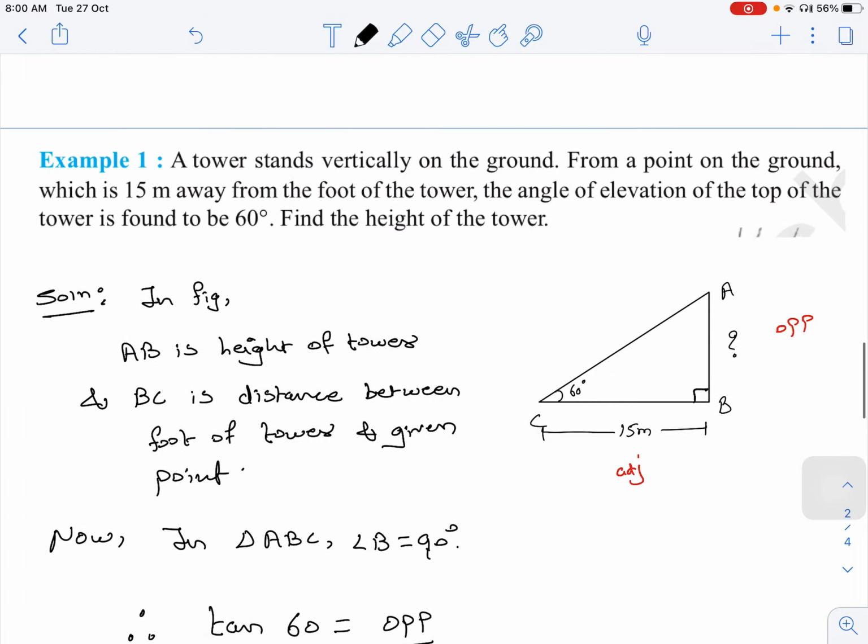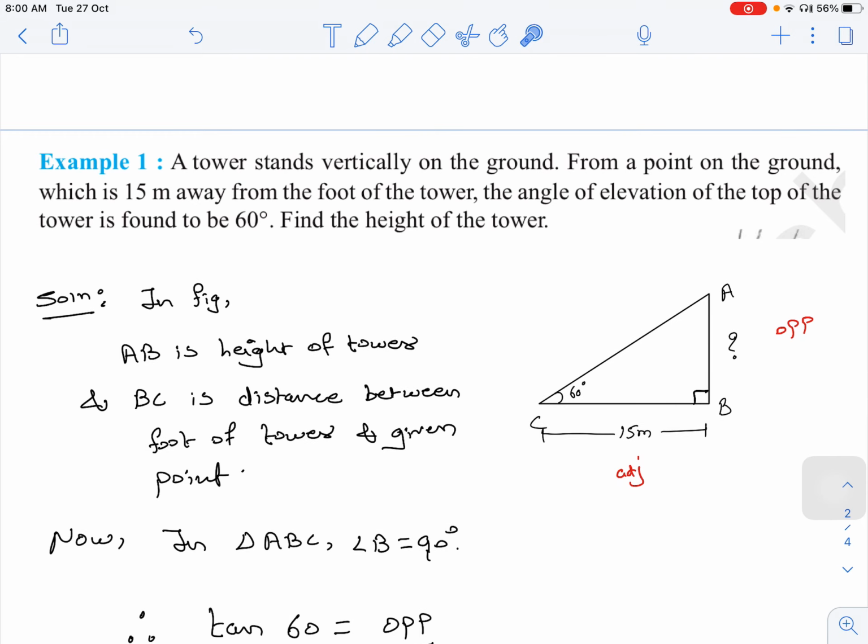So in this way, by understanding what angle is given and which side we have to find, we have to solve these examples. So this much is enough for today.